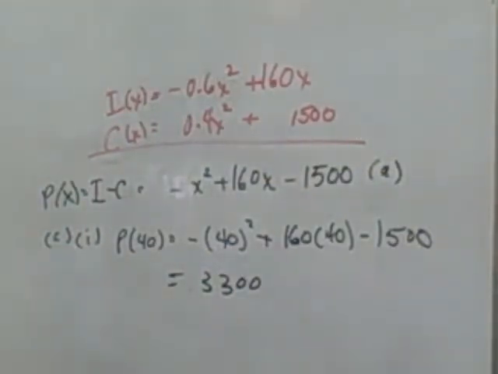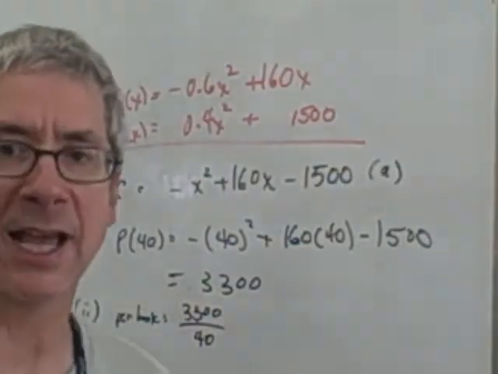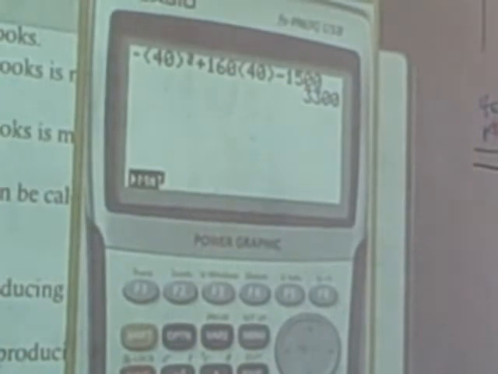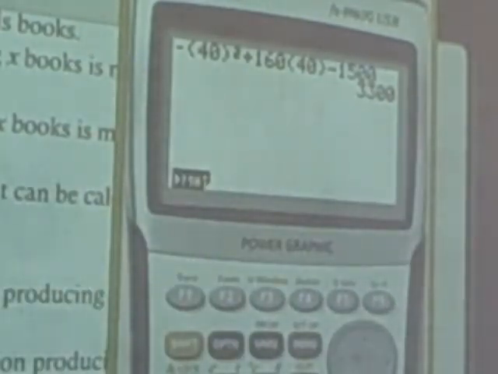Okay. Now it also asks in part 2 what the unit cost was. So if this is the total amount they made, how much did they make per book? Well, that's 3,300 divided by 40, okay? Let's go back to the calculator for that one. Let's see if we can zoom in any further. No, that's about it. So we'll take 3,300, and if I just hit the dividing sign, it'll assume I'm going to divide the last answer by that, and divide by 40.